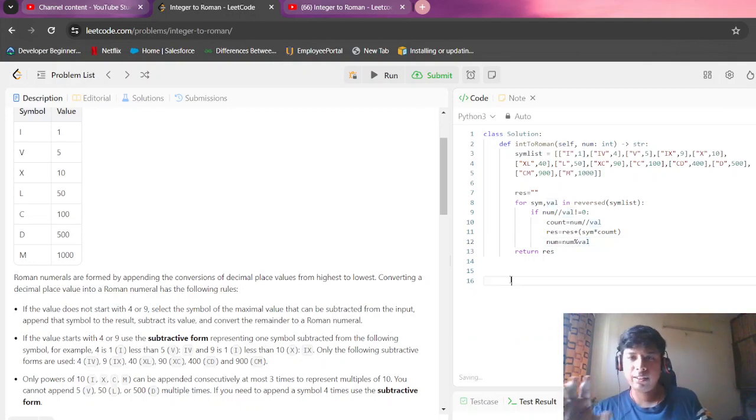The code is very simple. You only have to see if your number is being divisible by the value, in the reverse order starting from here. If it is dividing, we take the count of it and then store the symbol multiplied by the number of times that count is coming, and just keep on adding to a string.